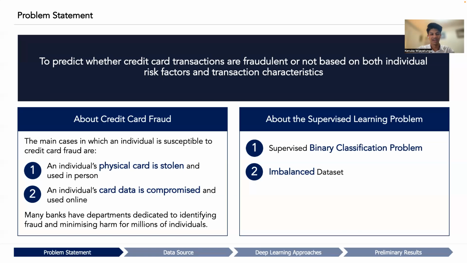So quickly, a bit about credit card fraud. It actually occurs in two main forms. So firstly, either an individual's physical card is stolen and used in person, or secondly, an individual's card data is compromised and used online. This problem in particular is a supervised binary classification problem, and it's binary because there are two potential outputs. It's either yes, it is fraud, or no, it's not fraud.